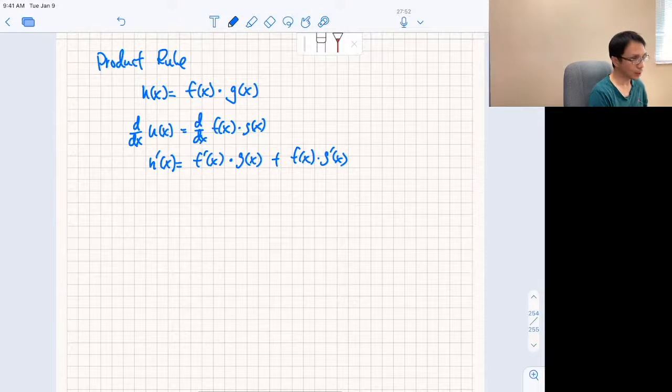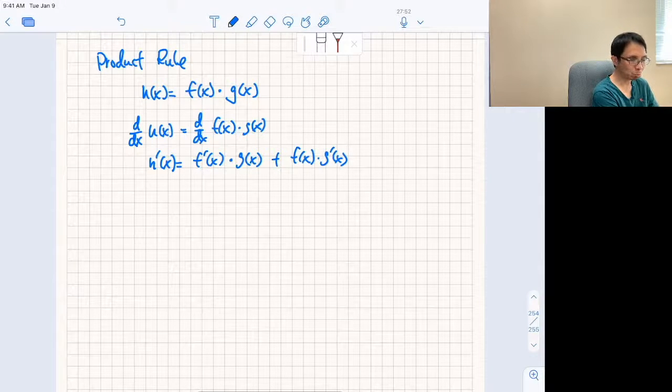Okay, so this is called a product rule. Imagine you have two functions multiplied by each other. You're going to take the derivative of the first function and leave the second function alone, and add it to the original first function times the derivative of the second function. And this is called a product rule.